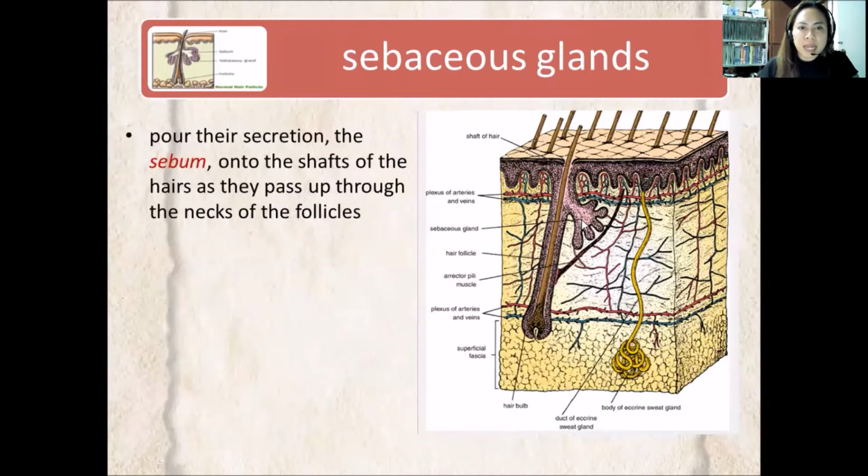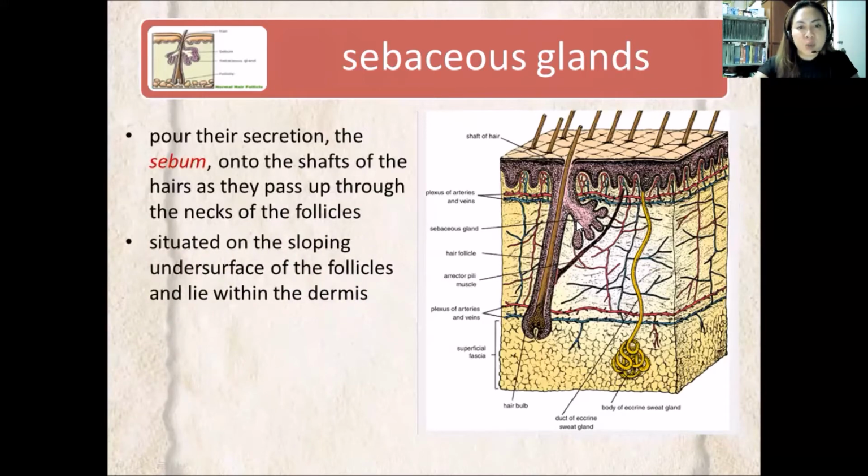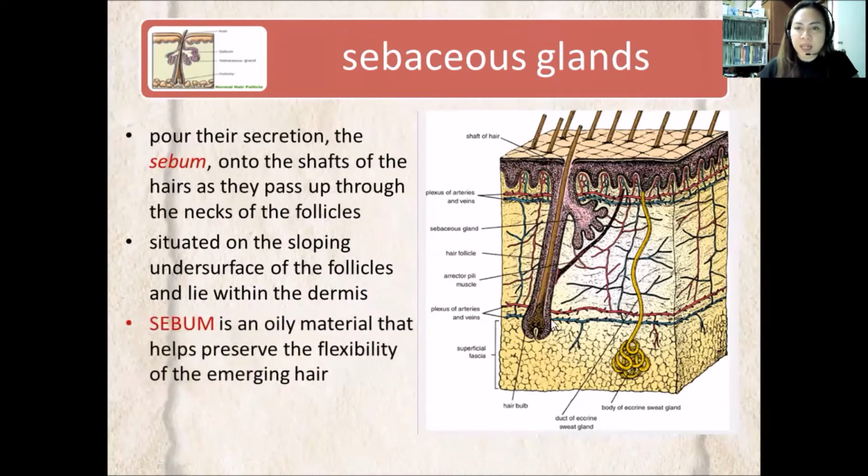The sebaceous glands pour their secretion, which we call sebum, into the shaft of the hairs as they pass up through the necks of the follicles. They are situated on the sloping undersurface of the follicles and lie within the dermis. So nakatira si sebaceous gland sa dermis. Ano yung nilalabas niyang secretion? We call that one sebum.